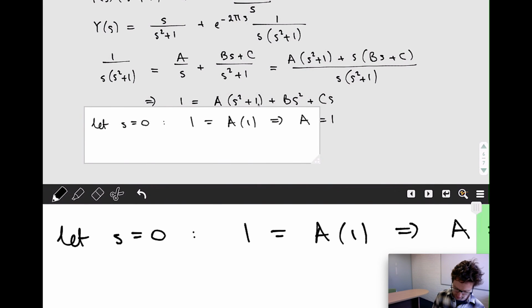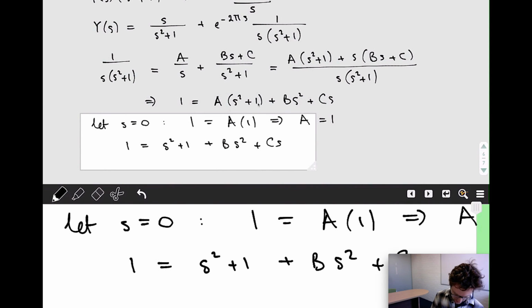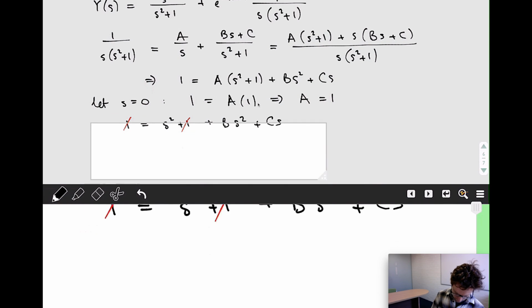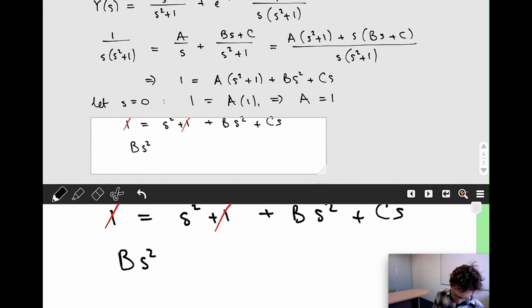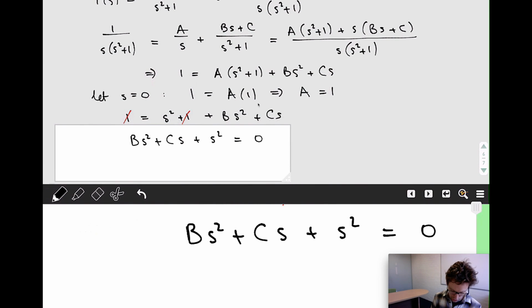So why don't I multiply this expression out? So I get 1 equal to, A is equal to 1, so s squared plus 1 plus Bs squared plus Cs. You can see that those factors of 1 will cancel out. So I get the following expression: Bs squared plus Cs plus s squared is equal to 0. So I have there one equation involving B, C, and s. And I want to find B and C, so I want to find two equations for two unknowns. So I'm going to choose two different values of s.